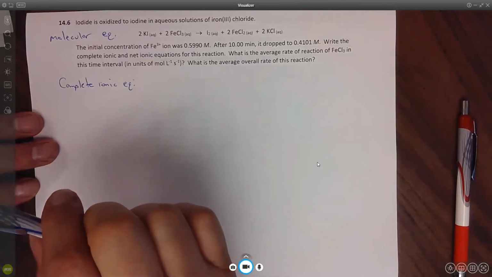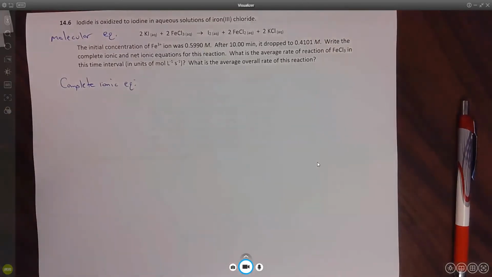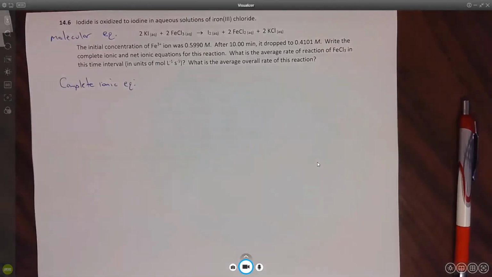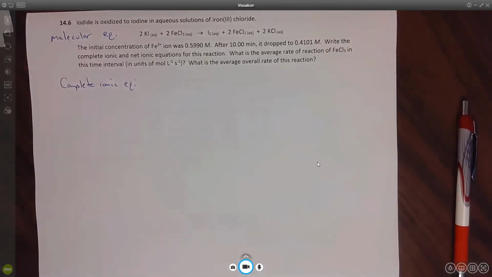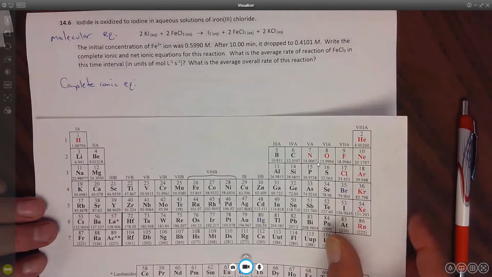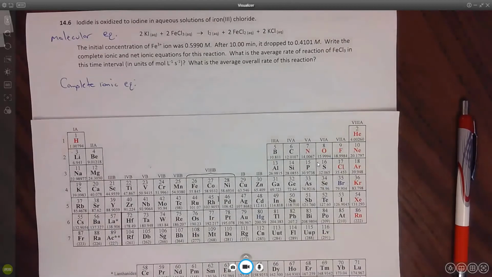It dissociates. Yeah, why? Can you tell me why it dissociates? Well, it's an ionic compound, and is potassium group 1A? It is group 1A. So everything's going to dissociate with no exceptions. Right. Again, you need to know your solubility rules. You need to know how to go from the molecular to complete ionic to net ionic equations.